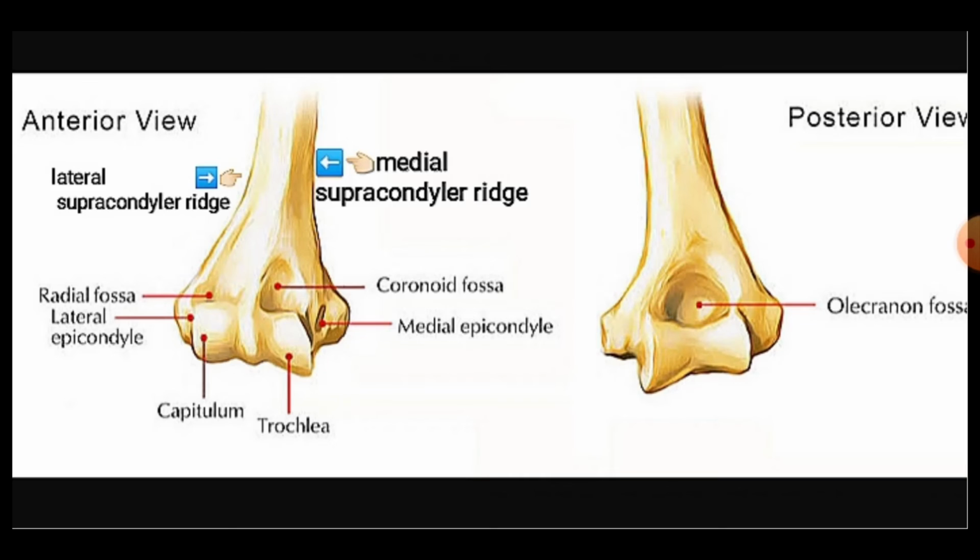Next is the olecranon fossa. This is the olecranon fossa, which lies just above the posterior aspect of the trochlea. This is the posterior view, and this is the trochlea. It accommodates the olecranon process of the ulna when the elbow is extended.